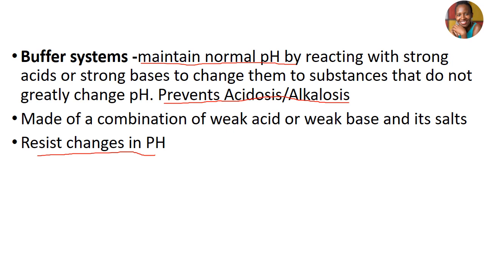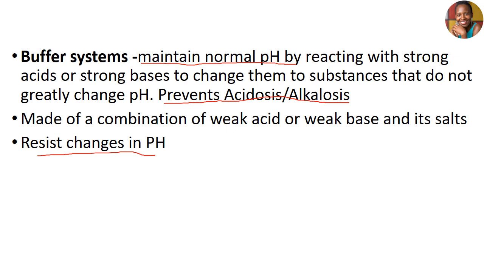But how are they going to help us maintain this normal pH? First, they'll be maintaining this by reacting with strong acids or bases, changing them to substances that greatly do not change the pH. So they maintain a normal pH range in our body system by reacting to strong acids or bases to ensure that there is no great change of difference in our pH levels. In short, buffer systems help us to prevent acidosis and alkalosis.